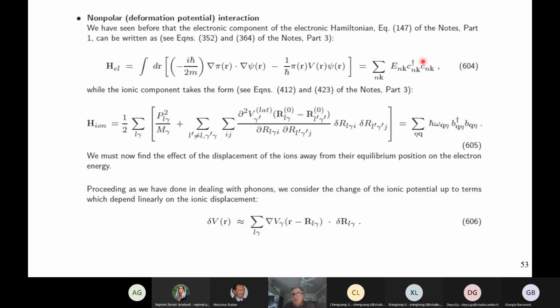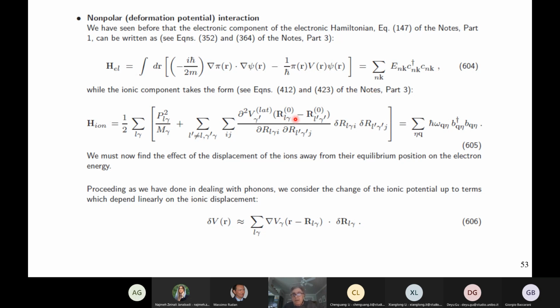Notice that this operator satisfies the canonical anti-commutation rules because we know that electrons are fermions and they must obey Pauli's principle. My logic is upside down, but you know what I mean. Pauli's principle follows from the canonical anti-commutation rules, and we know that from the spin statistics theorem. That's the correct logic. Okay.